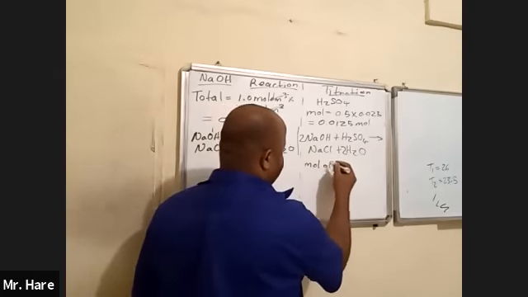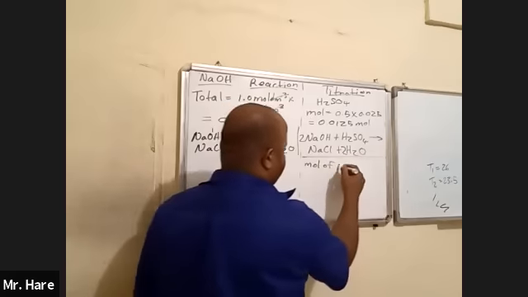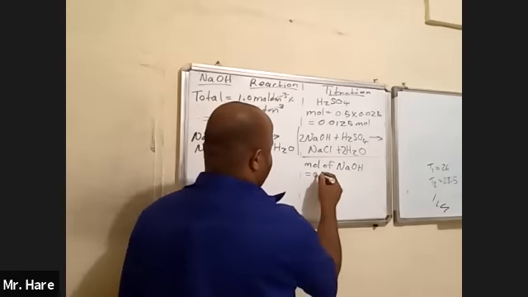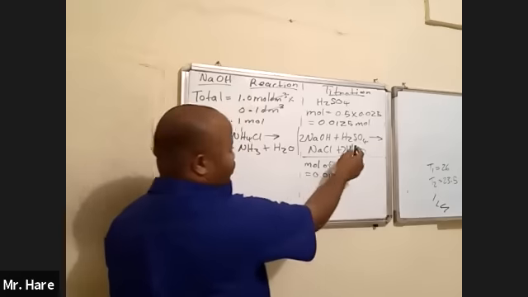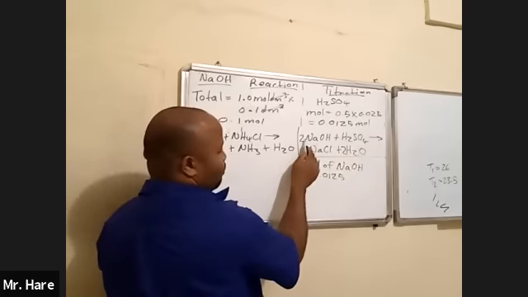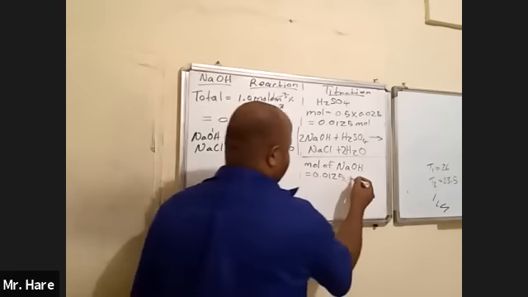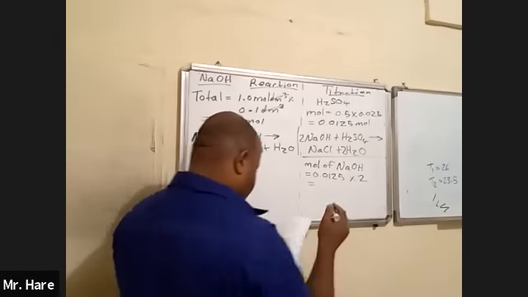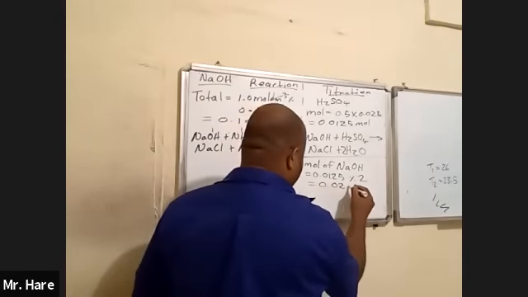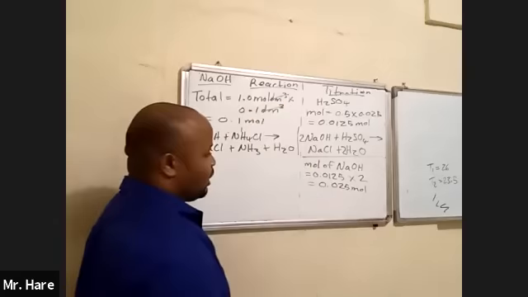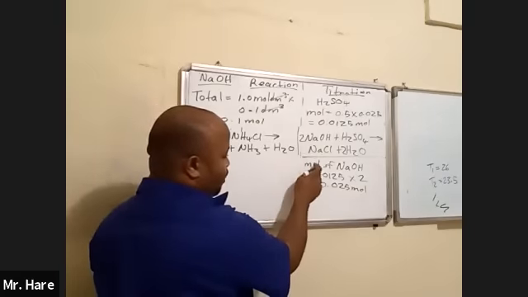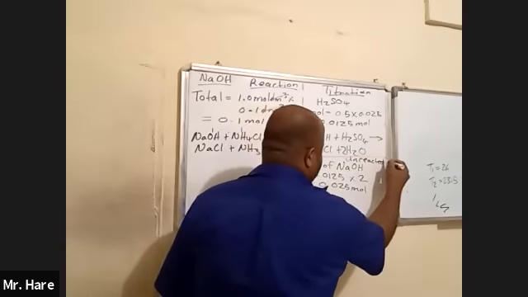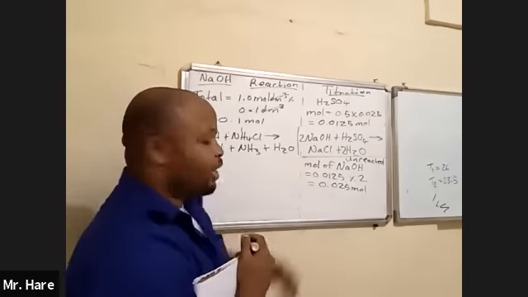So the mole of NaOH is equal to 0.0125. 1 mole of sulfuric acid reacts with 2 moles of NaOH, so we multiply it by 2, and we would get 0.025. So this is the unreacted mole of NaOH.